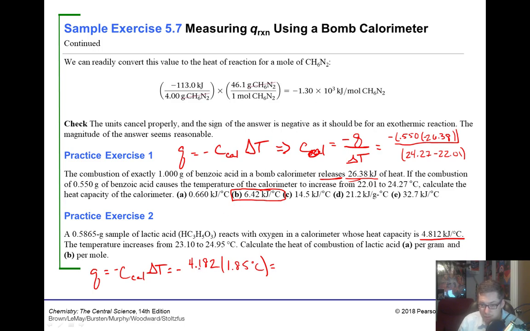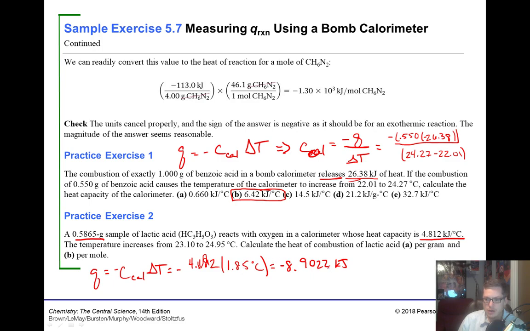You guys are probably yelling at your screens, why did you flip those numbers? All right, here we go: 4.812 times 1.85. So we get negative 8.9022 kilojoules. So this is how many kilojoules this many grams of lactic acid evolved.